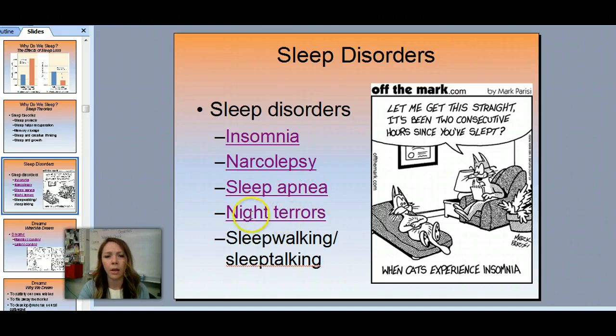And night terrors, you have no memory of night terrors. They're opposite from nightmares. Night terrors terrify your parents because you're screaming, but you have no memory of it. And then sleepwalking and sleep talking is not a disorder that you'll be tested on, but it's when your body is still moving, but your brain is shut off.